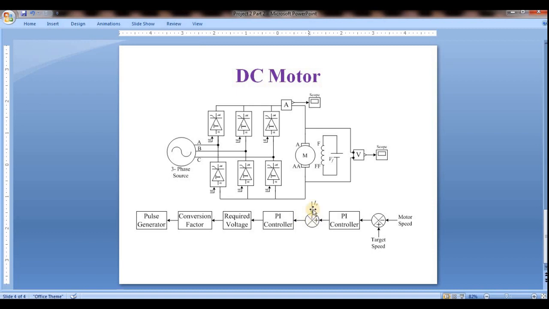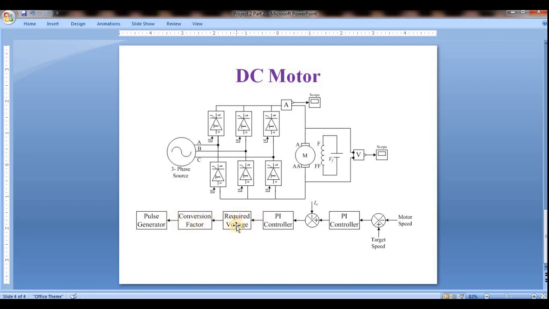So again, this error I am giving to the PI controller. I can also give it to the hysteresis controller, or I can also give it to the PI controller. Once I give it to the PI controller, it will generate the required voltage, how much voltage is required to maintain the constant speed, whatever I require. So again, this required voltage is the input to the conversion factor.